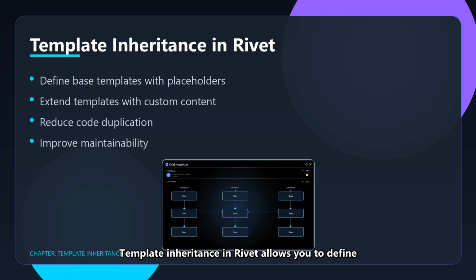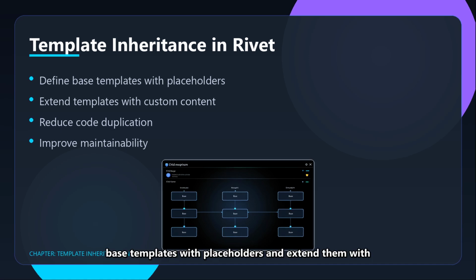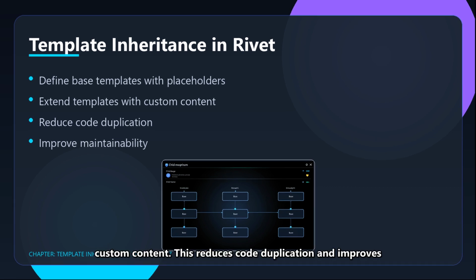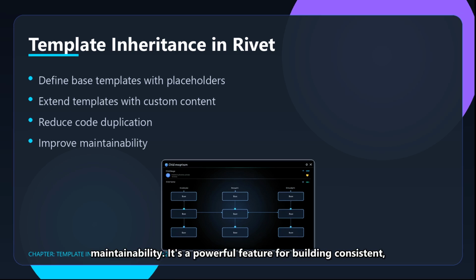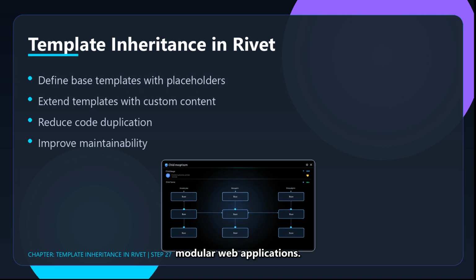Template inheritance: Rivet allows you to define base templates with placeholders and extend them with custom content. This reduces code duplication and improves maintainability. It's a powerful feature for building consistent, modular web applications.